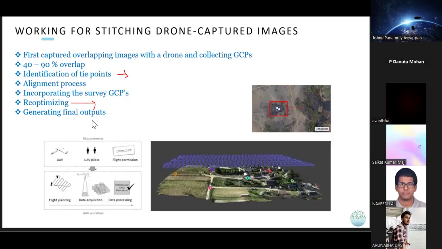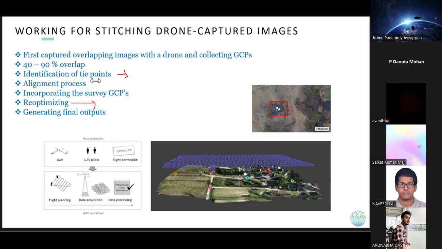Then comes generating the final outputs of the drone images. This drone image processing can be done using various commercial software such as Agisoft or Pix4D. In the identification of tie points, they match the common features present in the overlapping images, and from this they estimate the camera positions and orientations. After they locate the camera positions and orientations of each image, we can produce sparse point cloud data.